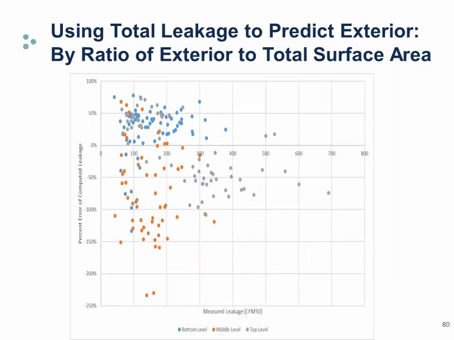This chart shows the same information from the previous slide, except shown as a percent error from the computed leakage. Once again, this zero line is our target, so if this was a good means of predicting exterior leakage from a compartmentalization test by using the ratio of exterior to total surface area, we would hopefully see a lot more dots along this line. However, once again, we're seeing more blue dots for the bottom level being overestimated, more of the orange dots for the mid-level being underestimated, and kind of a scattering for the top floor.